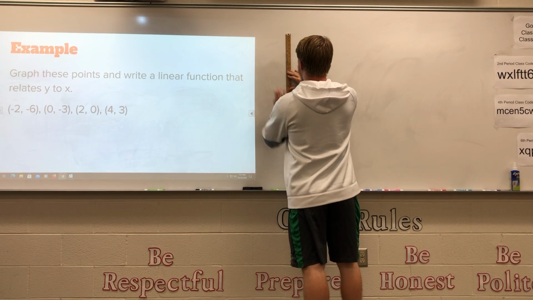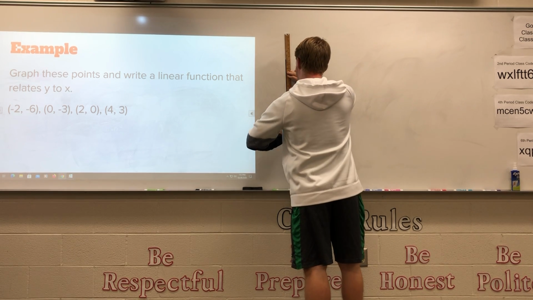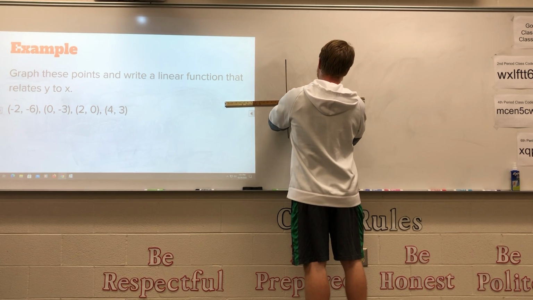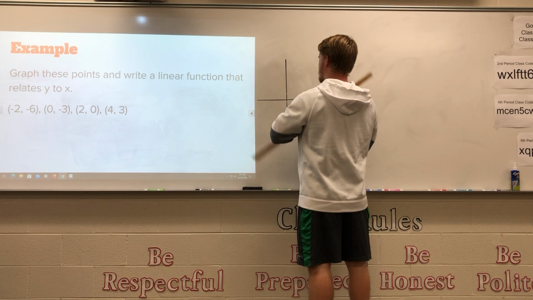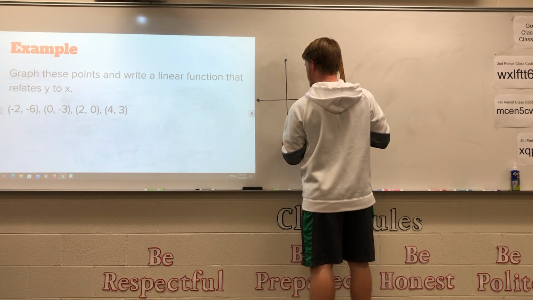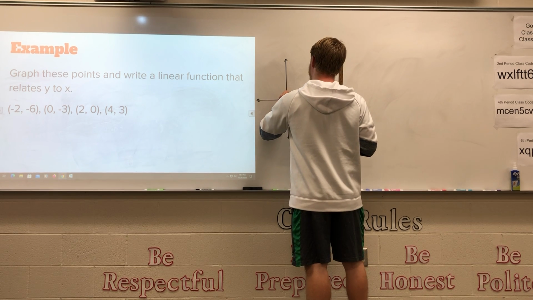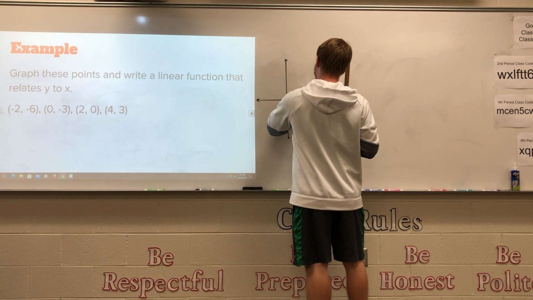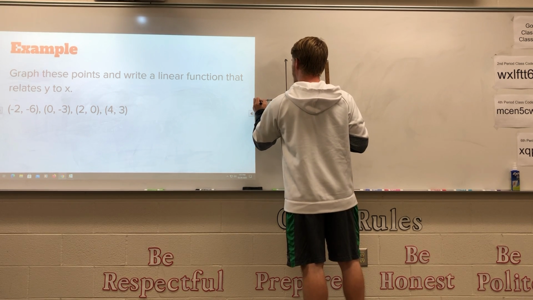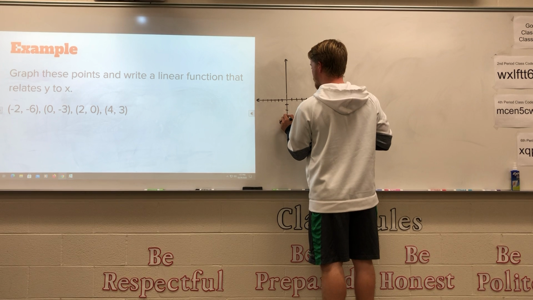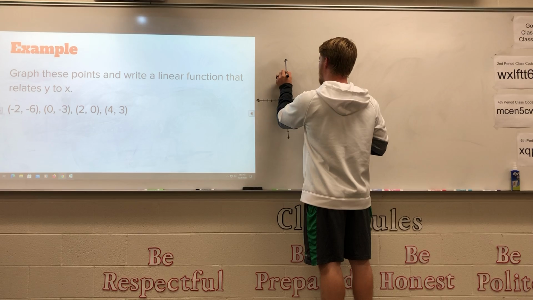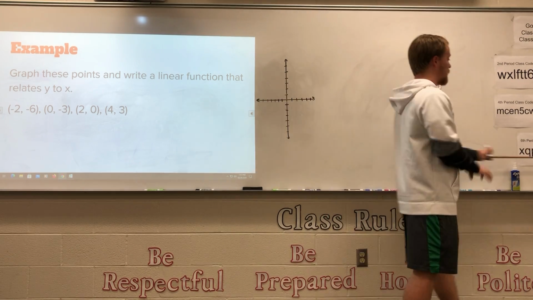So give me a second, I'm going to draw this coordinate plane. Got something like that. And then I'm going to label them. Again, this won't be perfect, but it will give you an idea of what we're doing.